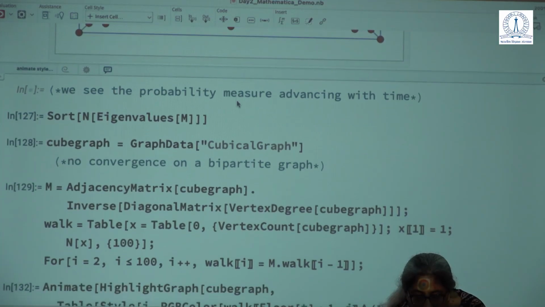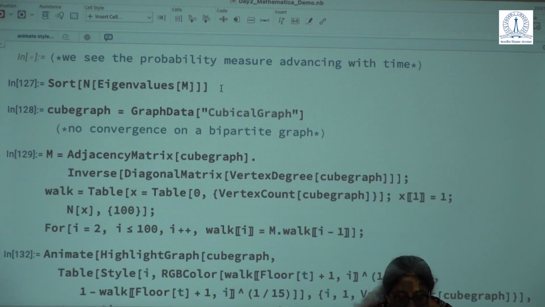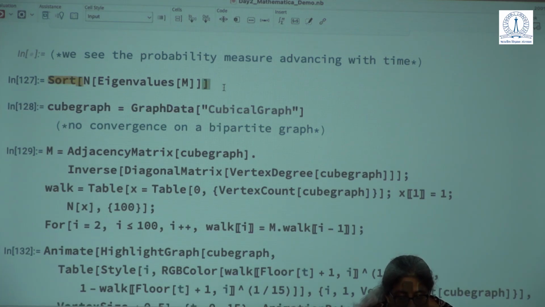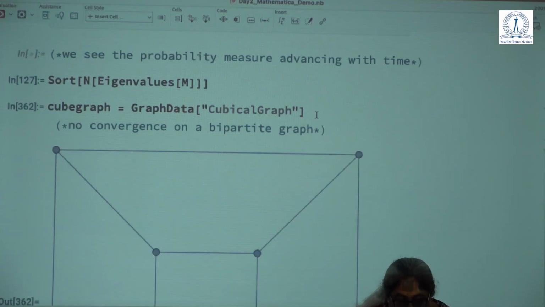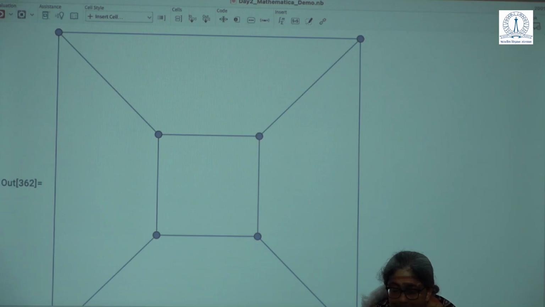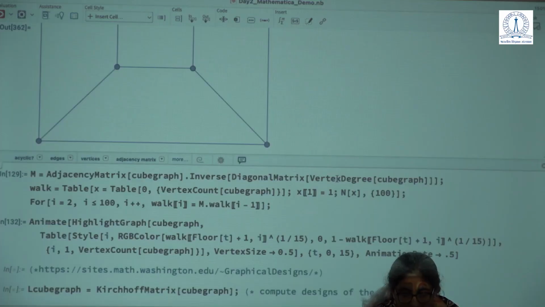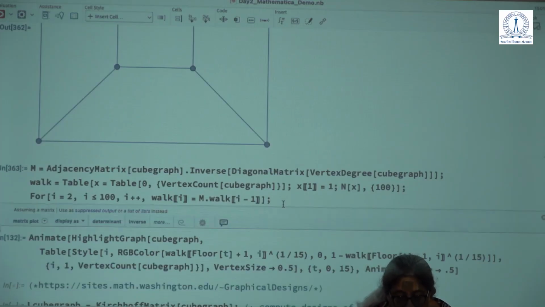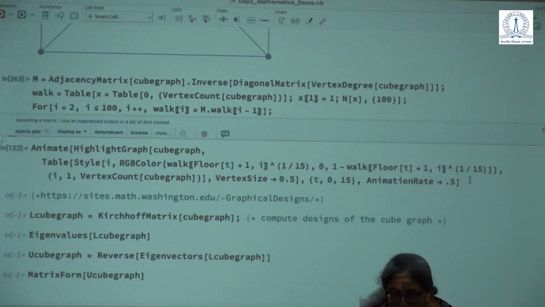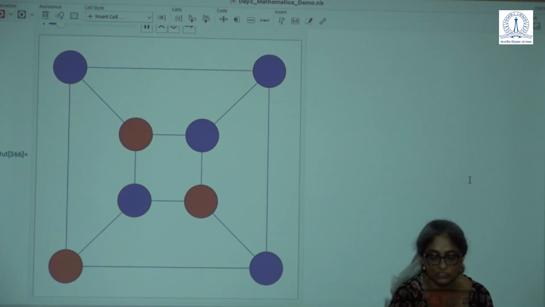Now let me show you one more picture while the computer is up. Let's do this one. I'm going to put the cube graph back on. This is the cube graph. We saw this graph yesterday. And now let's do the same animation on the cube graph. Okay, watch what's happening.